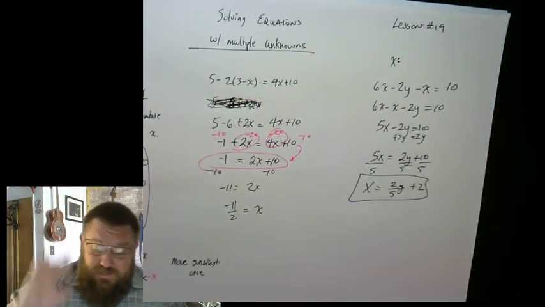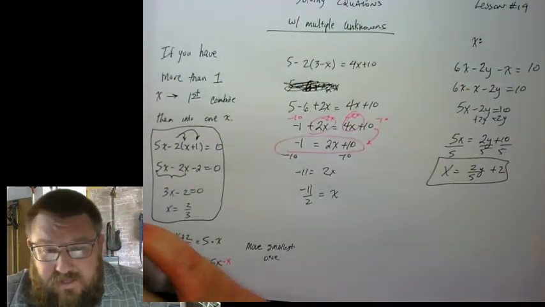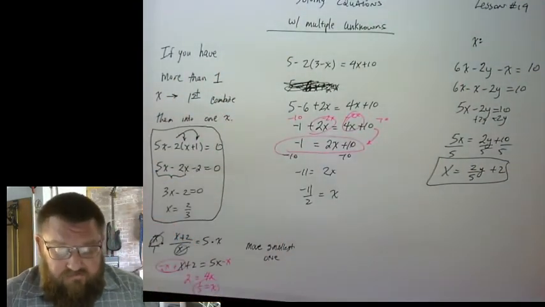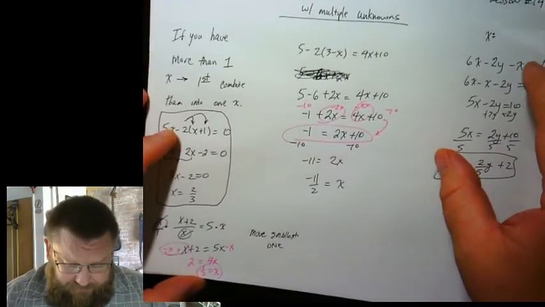So anyway, big idea. If you have more than one x, you've got to get those x's together. That's your first order of business. How you do that depends on the problem. You've got to read it, see what it says.